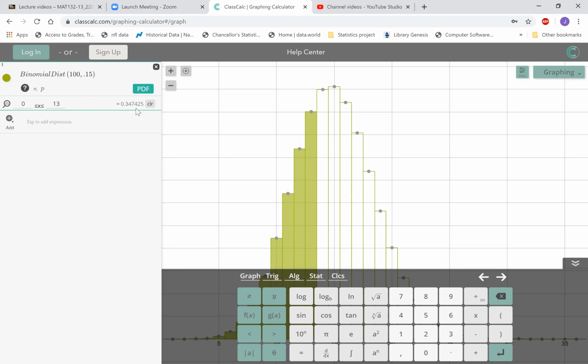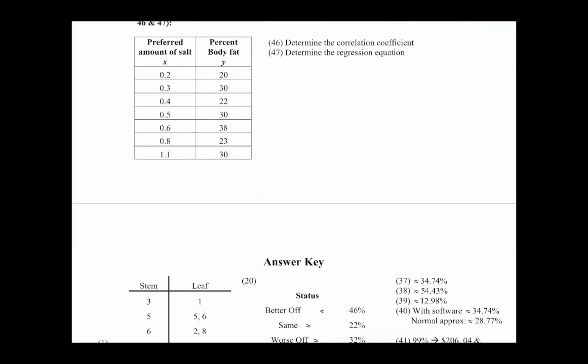Any question in regard to number 40? All right, any other question in regard to the review? 46. All right, so let's do 46.